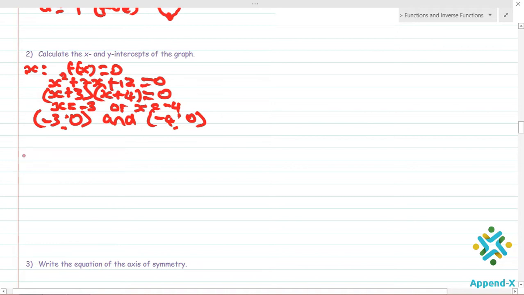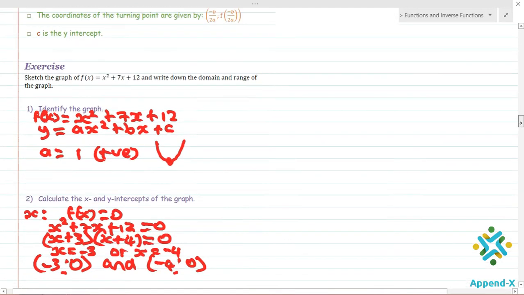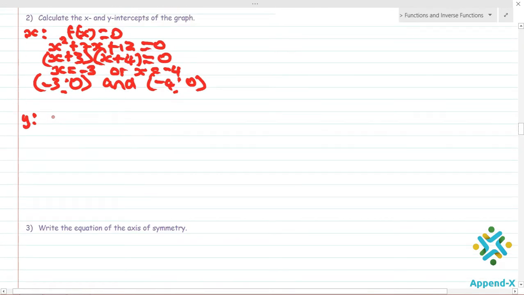Now, the next thing to determine is the y-intercept. We only have one y-intercept, and this is given by the constant in the equation. The graph will cut the y-axis at 12. Therefore, the y-coordinate of the y-intercept is 12, and since anywhere along the y-axis x is equal to 0, the x-coordinate must be 0. Now, the coordinates of the y-intercept are 0 and 12.